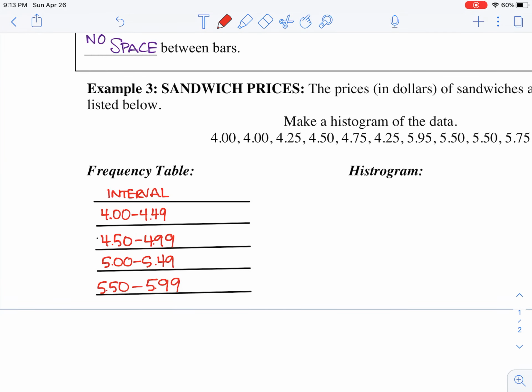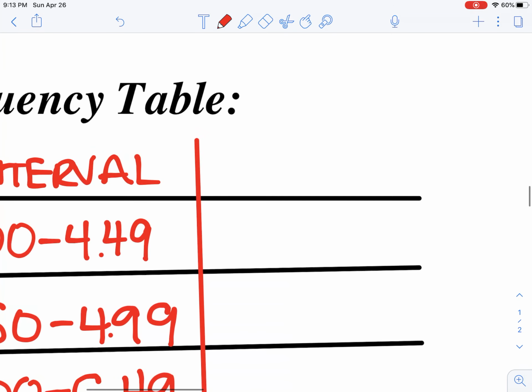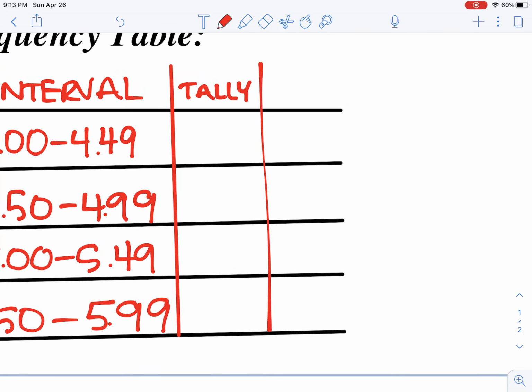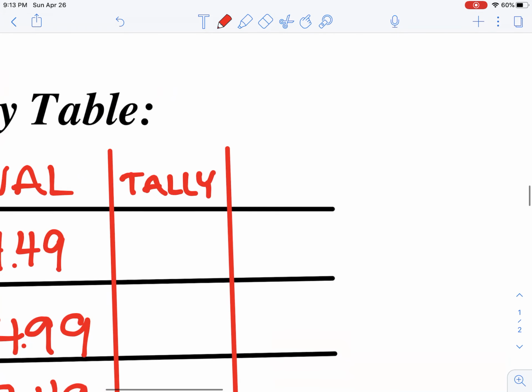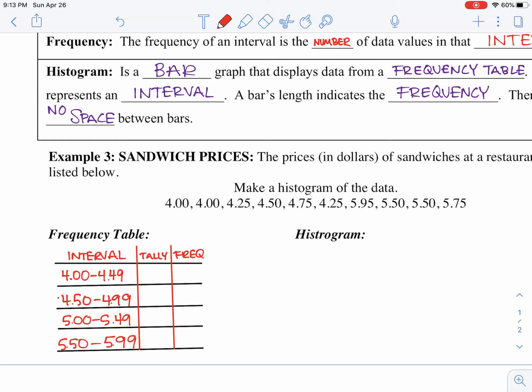And I believe that should be enough to include our most expensive sandwich. All right, so then you can just tally it up. The beauty of this one is they're kind of in order, so the tally might be kind of a moot point. But once we have a tally, then we can determine the actual frequency in each. So this is kind of the general setup for a frequency table.